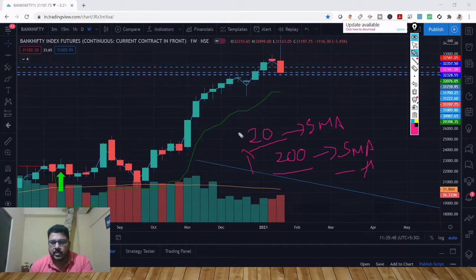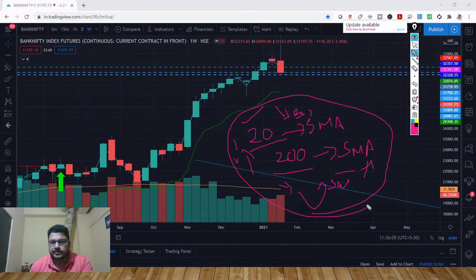Price above 20 and above 200, it's an uptrend. On any retracement, you can buy. Same, stock below 20 and below 200, it's in a downtrend. On any pullback, you can sell. Keep this thing in mind.